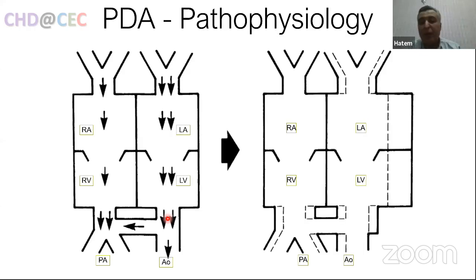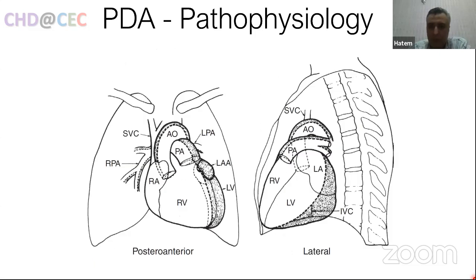So to summarize, any left to right shunts get dilated pulmonary artery and pulmonary veins. Patients with ASD get a dilated right side of the heart. Patients with VSD and PDA get a dilated left side of the heart. Also, you can see that on the chest X-ray and the ECG. And in the PDA, you can also notice that the ascending aorta up to the arch is also dilated.